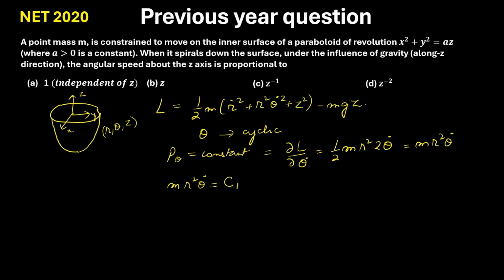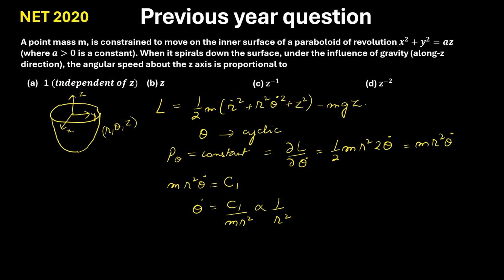Okay, no need to integrate. I think they're asking for angular speed. So theta dot is the angular speed. So theta dot is equal to c1 by m r square. So it is directly proportional to 1 by r square. Now what is this 1 by r square?